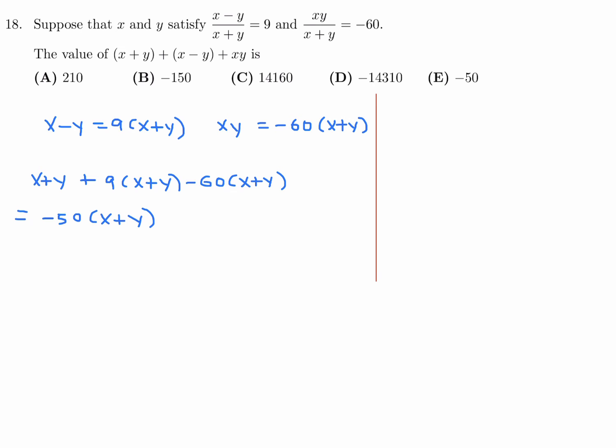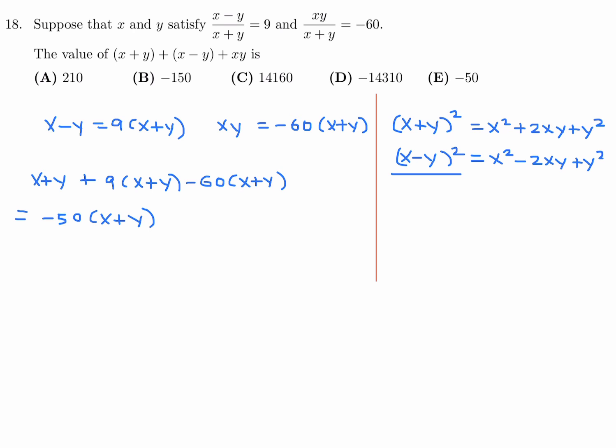Well, some of you know, hopefully most of you, that x plus y squared is equal to x squared plus 2xy plus y squared. X minus y squared is equal to x squared minus 2xy plus y squared. So if we were to subtract these, we get x plus y squared minus x minus y squared is equal to 4xy. All right, well, we can substitute these findings now.